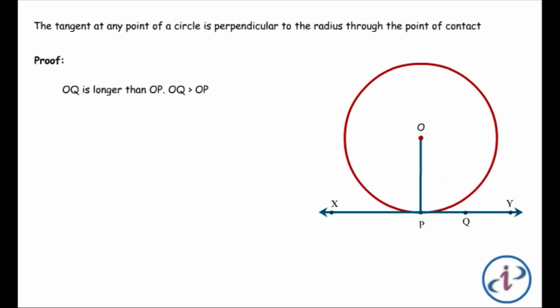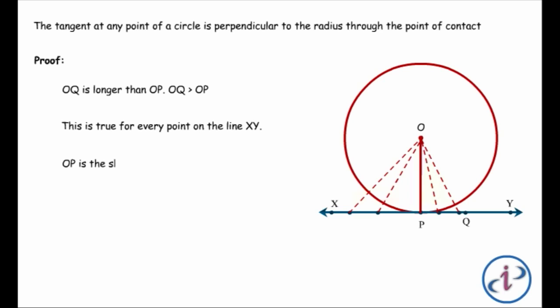Since this happens for every point on the line XY except the point P, OP is the shortest of all distances of the point O to the points of XY. Therefore, OP is perpendicular to XY. Thus, the tangent at any point of a circle is perpendicular to the radius through the point of contact.